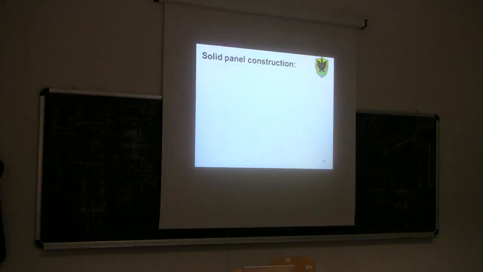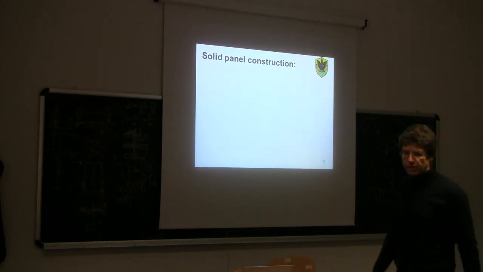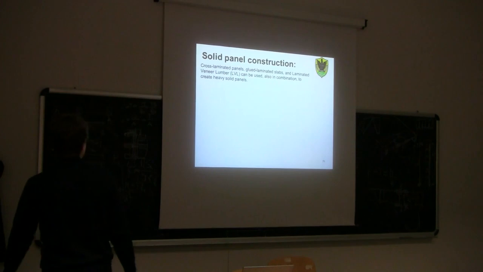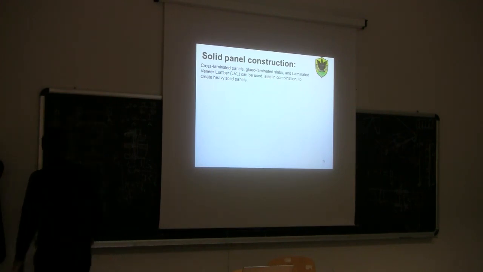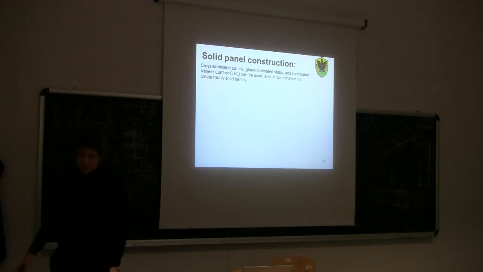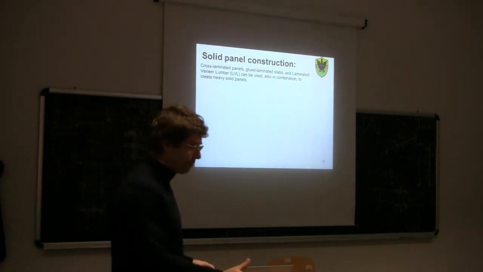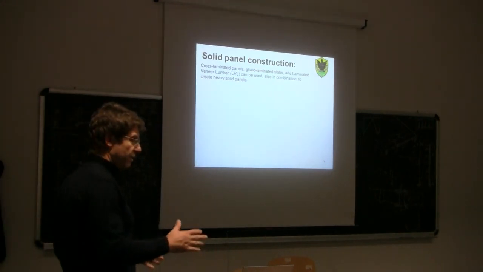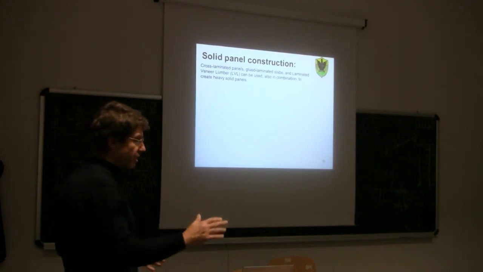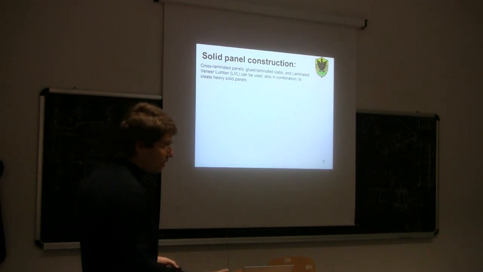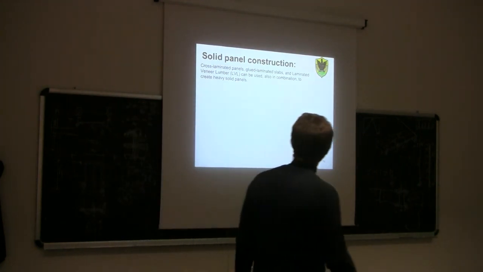Okay, now we go to the next structural type, which is the solid panel construction. Solid panel construction, unlike light frame construction, is a continuous kind of panel. So in this case, the panel is continuous, it's heavy. Of course, it's always lighter than reinforced concrete because it's made of timber, but it's heavier than before.